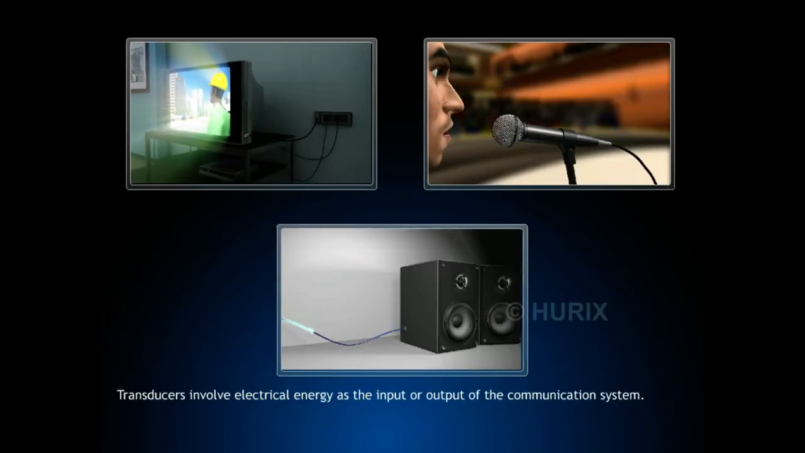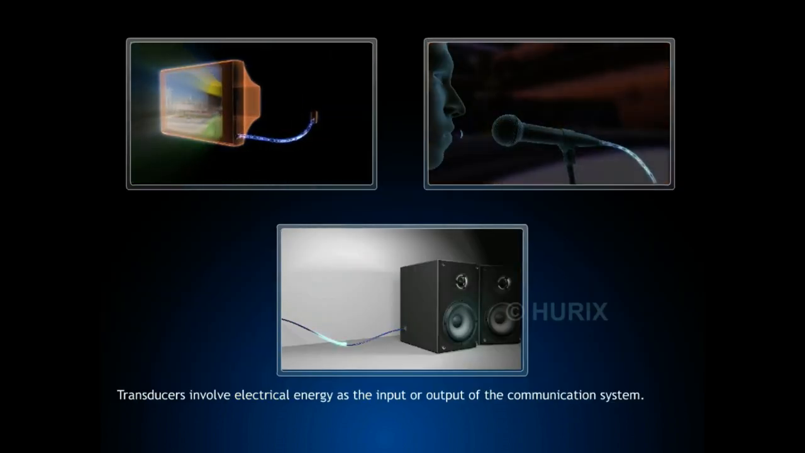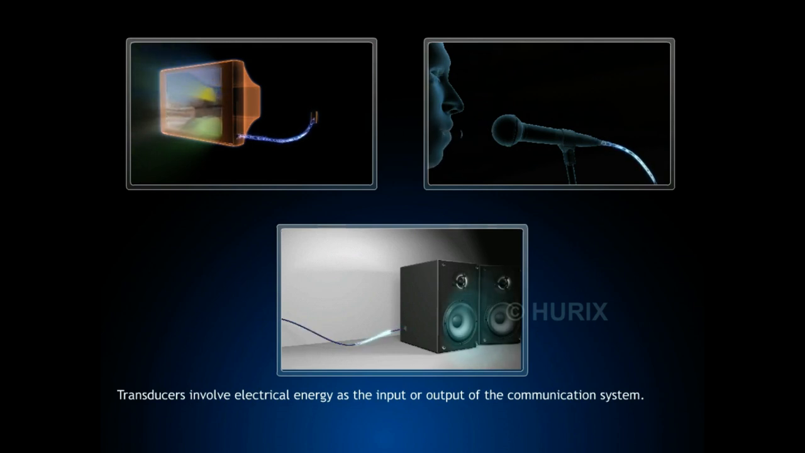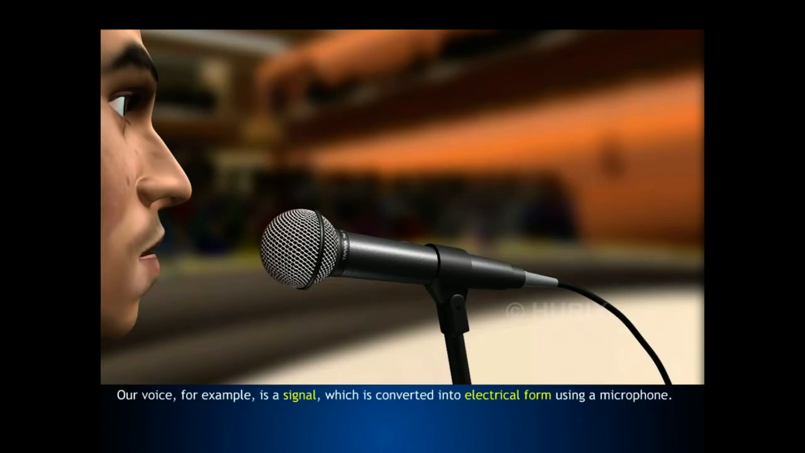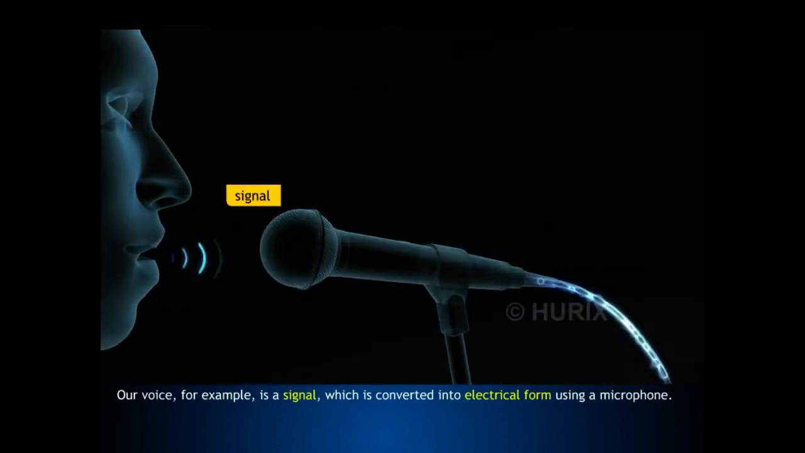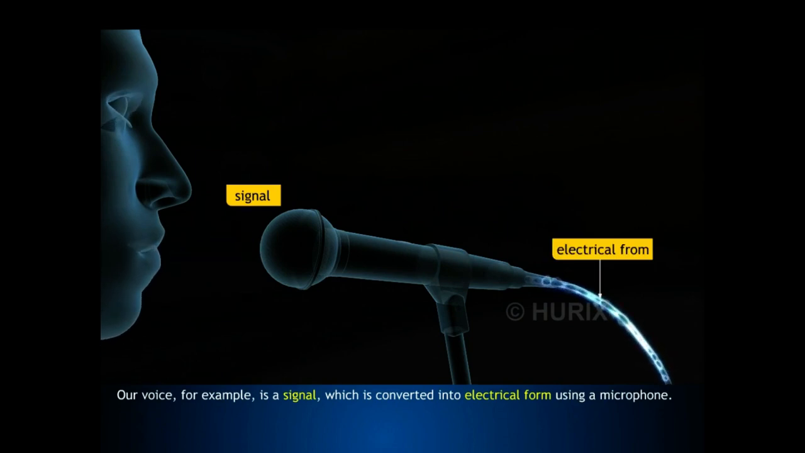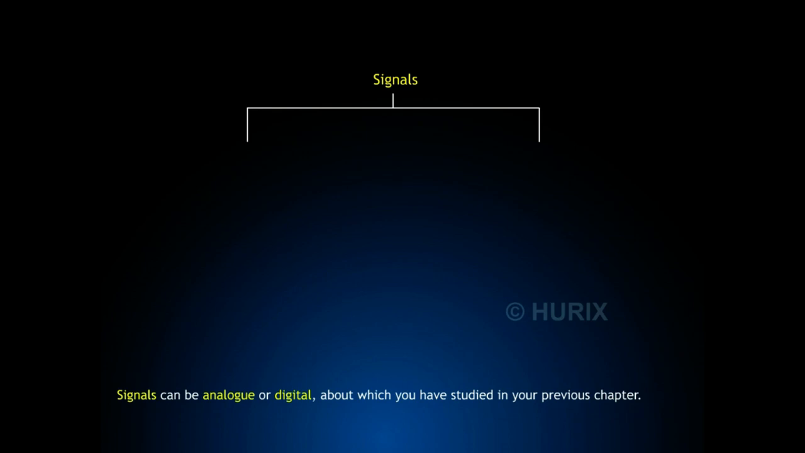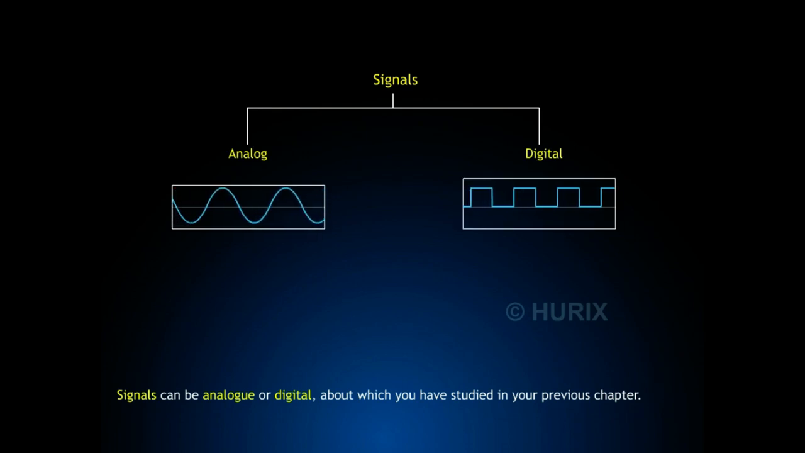In other words, transducers in electronics involve electrical energy as input or output of the communication system. Signal. Our voice, for example, is a signal which is converted into electrical form using a microphone. Signals can be analog or digital, about which you have studied in your previous chapter.